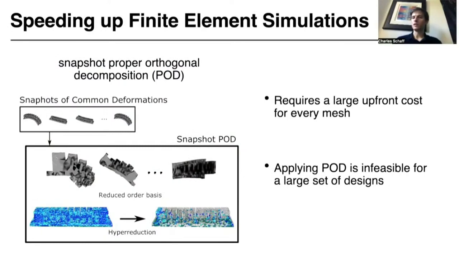Several approaches exist for speeding up finite element simulations. In this work, we consider the snapshot proper orthogonal decomposition method. This works by projecting the degrees of freedom of the robot into a low-dimensional subspace that well captures a set of common deformations. This can speed up finite element simulations by several orders of magnitude, but it requires a large upfront cost for every mesh. Naively applying this approach is then infeasible because it requires us to pay this cost for every new design we would want to simulate.